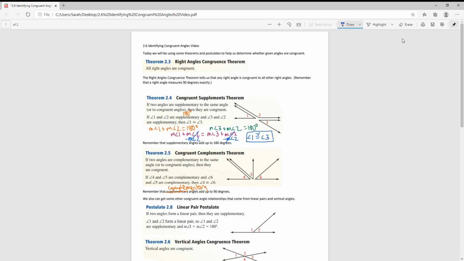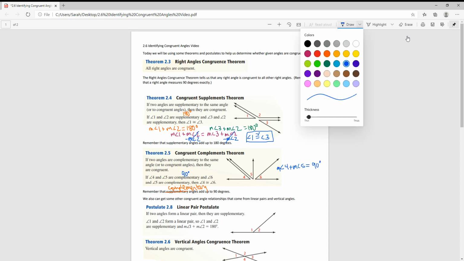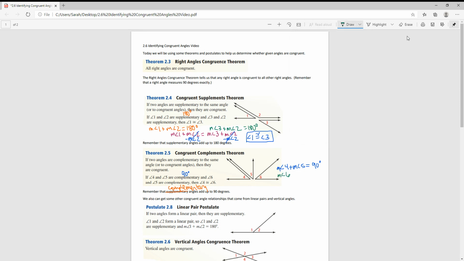2.5 is basically the complements version of that. Complementary angles add up to 90 degrees. So we can do this one very similarly. Angle 4 and angle 5 are complementary. So measure of angle 4 plus measure of angle 5 equals 90 degrees. Also, 6 and 5 are complementary. So measure of angle 6 plus measure of angle 5 equals 90 degrees.